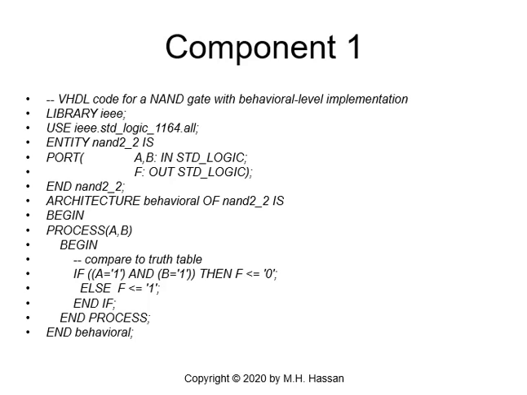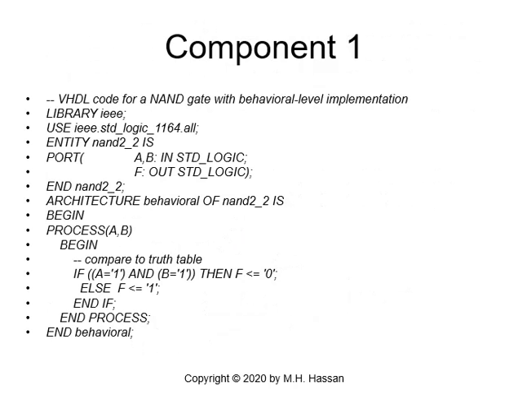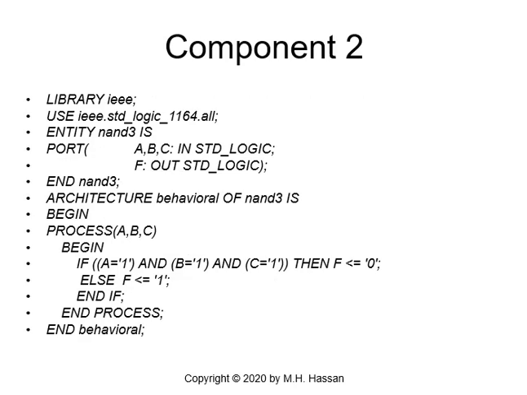So we did component number 1, which is a 2-input NAND gate, which we have in G1, G2, G3, G4, and G7, all of them 2-input NAND gates. We need a 3-input NAND gate, which is G6, and we need a 4-input NAND gate, which is G5. So those are coming too.